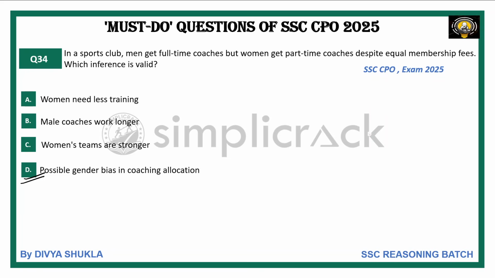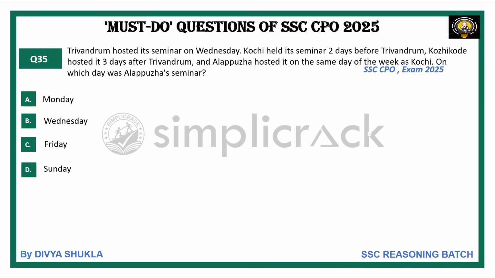Let's now see question number 35. Trivandrum hosted its seminar on Wednesday. Kochi held its seminar 2 days before Trivandrum. Kozhikode hosted it 3 days after Trivandrum, and Alappuzha hosted it on the same day as Kochi. On which day was the Alappuzha seminar? Okay. So basically Trivandrum hosted it on Wednesday, and Kochi held it 2 days before Trivandrum. That means Wednesday minus 2, that means it would be Monday.